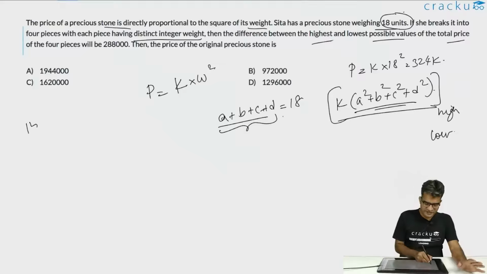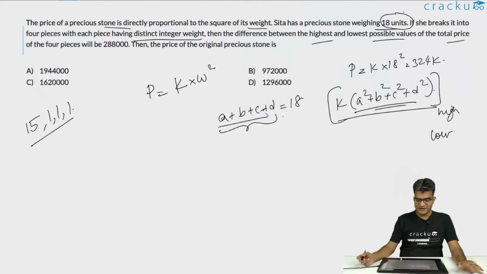So this would essentially be 15, 1, 1 and 1. But this won't exist because we are told that all of them are distinct integer weights. Here we are getting 3 ones consecutively.